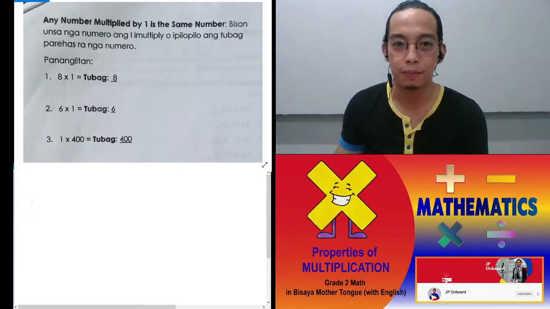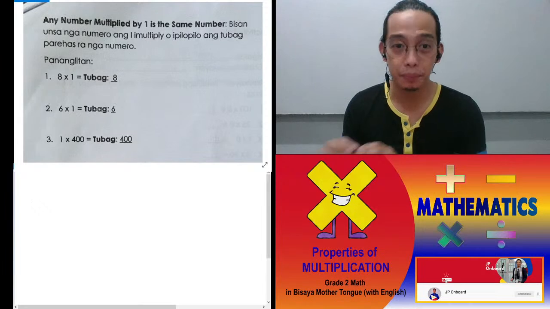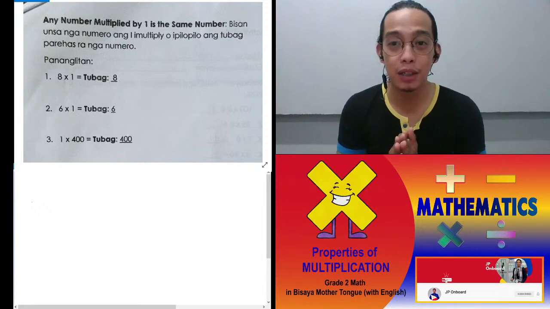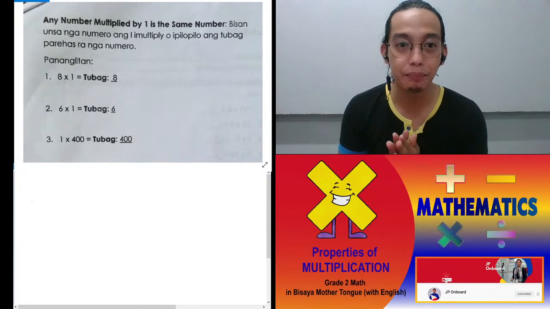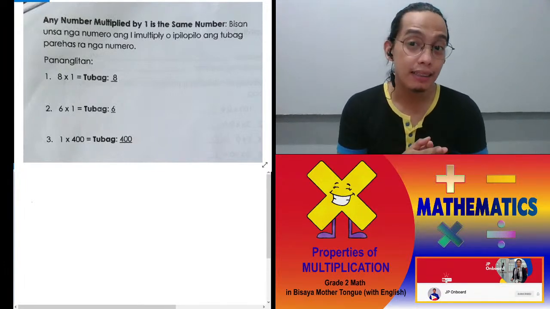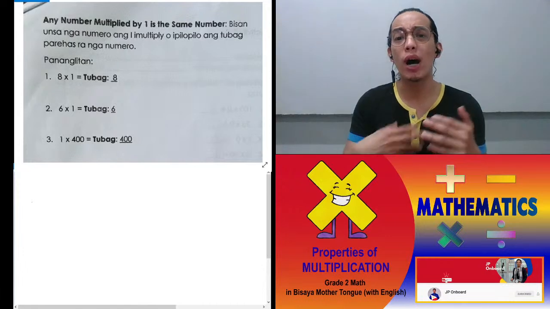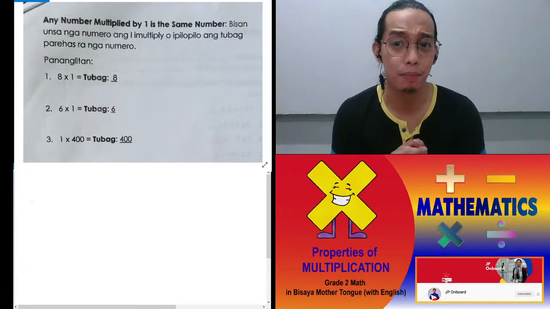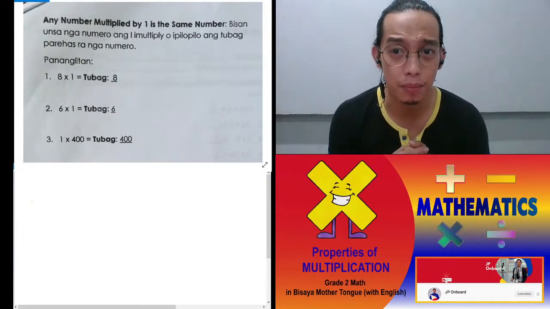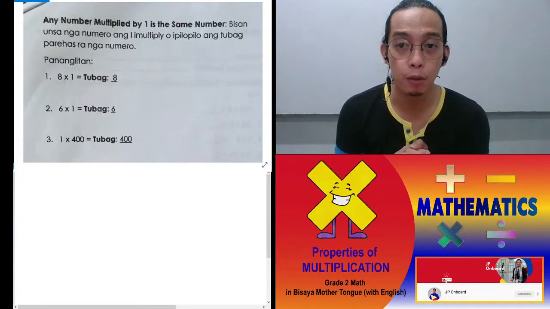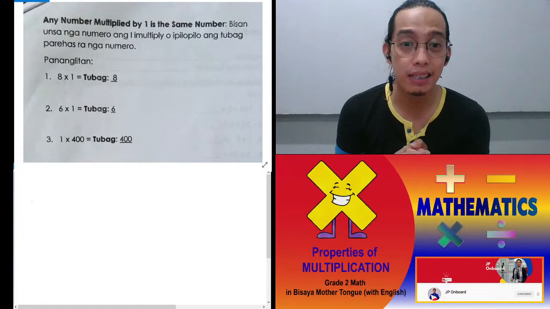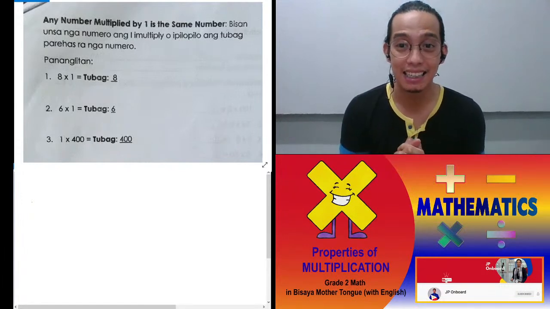Okay, again, any number multiplied by 1 is the same number. So 8 times 1 is 8. I-multiplyan og 1 ang 8, 8 lang yapon siya. The same number. Another example is 6 times 1, i-multiplyan og 1 ang 6, 6 lang yapon siya. It's the same number. It's still 6.